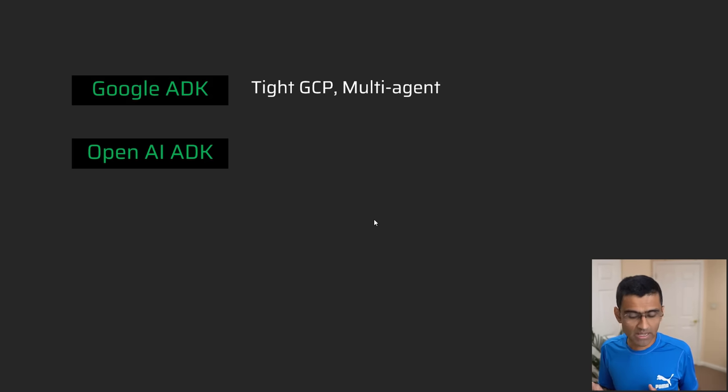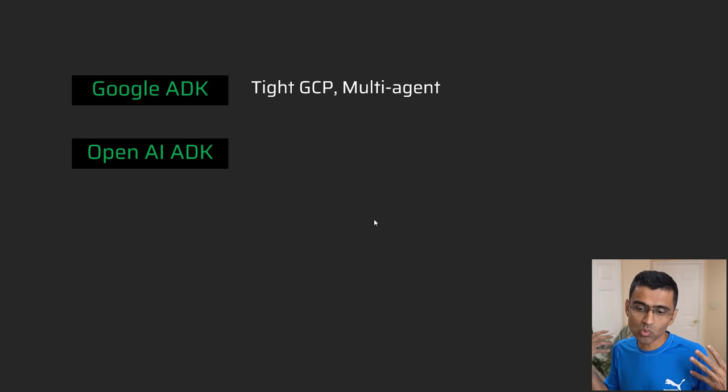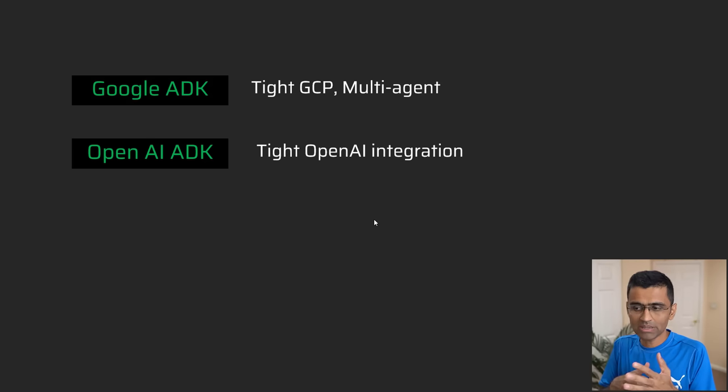Okay, they use Vertex, they use Google Cloud. So for companies which are deep into the Google ecosystem, it makes sense that you use Google ADK. But one downside of Google and even OpenAI ADK is that these ADKs are designed specifically for their LLM. So OpenAI ADK will have a very good integration with OpenAI models.